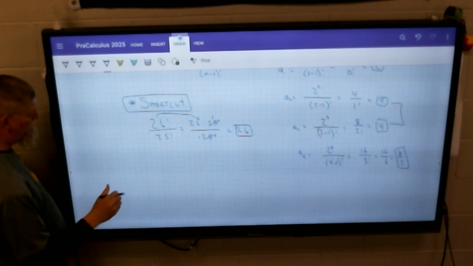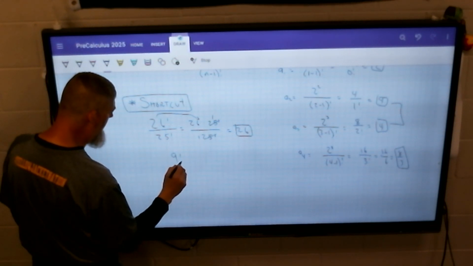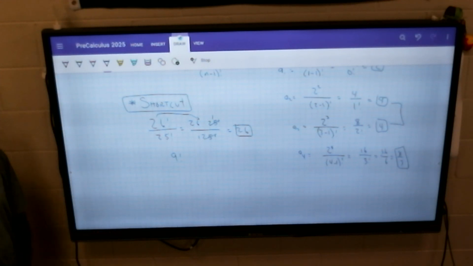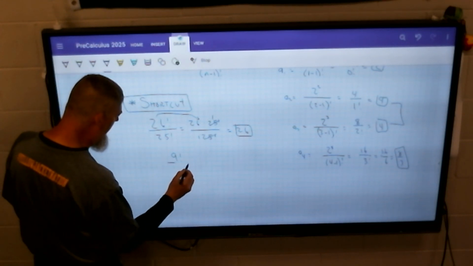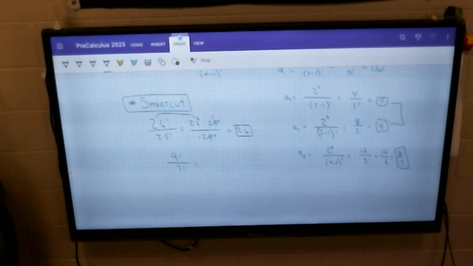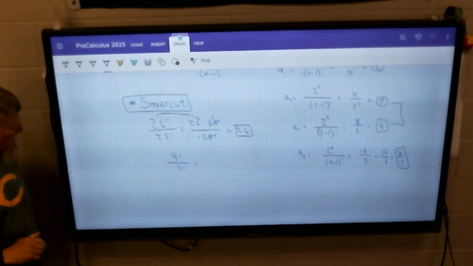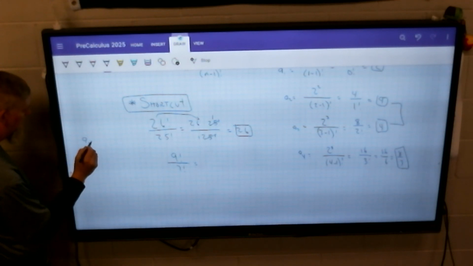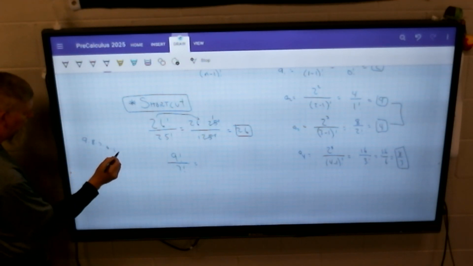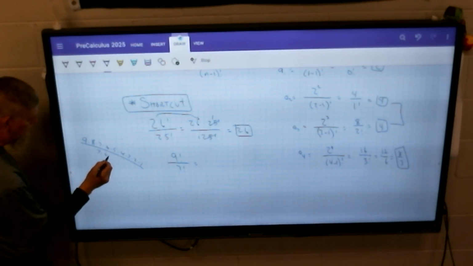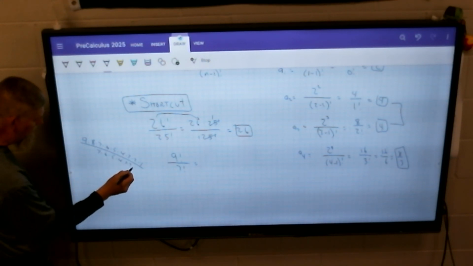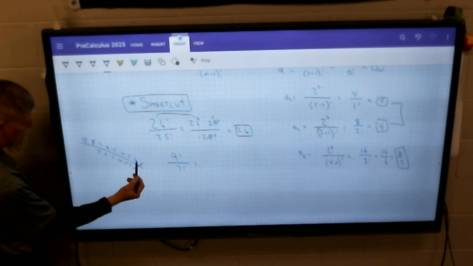Let's try one a little smaller. Let's do 9 factorial. Now 9 factorial is still pretty big, right? Divided by 7 factorial. Okay, so 9 times 8 times 7 times 6. In fact, if we wrote it out, we'd have 9 times 8 times 7 times 6 times 5 times 4 times 3 times 2 times 1, all over 7 factorial, 7 times 6 times 5 times 4 times 3 times 2 times 1. What happens to all these numbers? They cancel.